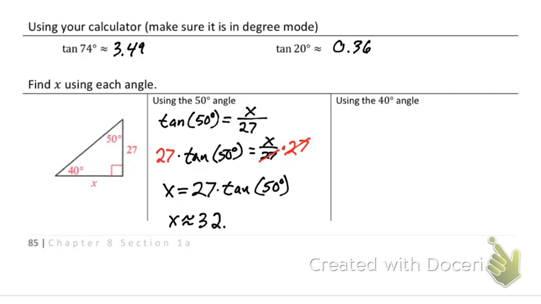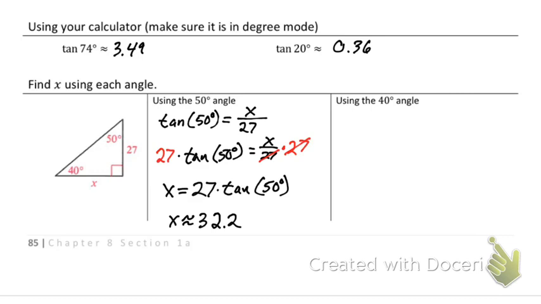So I came up with 32.2. I got 32.18. Oh, that's fine, because I didn't specify what you had it rounded to. I'm just going to do 32.2. Generally with lengths, you round to the tenth. So you do 27 times 50. Now hit tangent. Now hit enter. There you go. All right, 32.2.